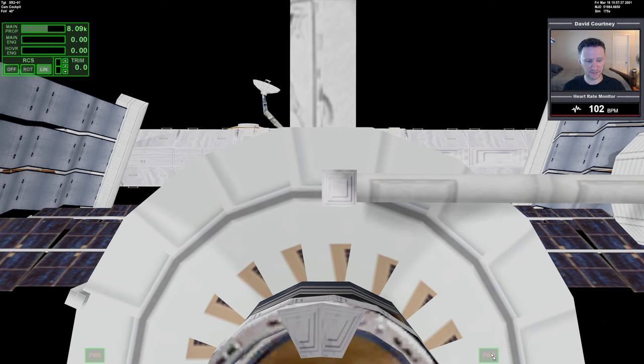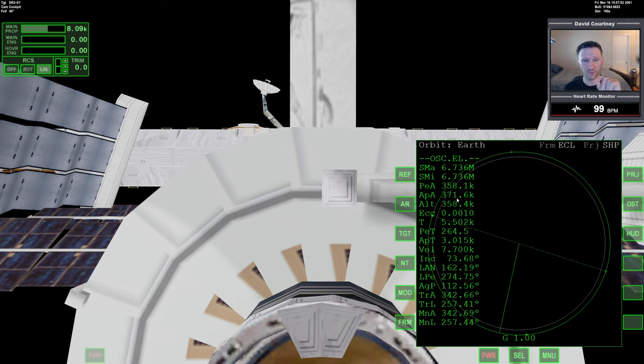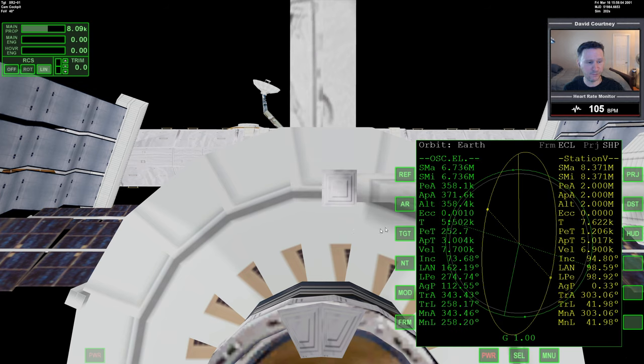So looking inside the XR2, let's bring up Orbit MFD and take a look at things. And so our periapsis is 358.1 and our apoapsis is 371.6. So I'm going to literally write those numbers down. I mean, I did that off camera. And let's target the StationV. And we can see that the altitude of the StationV is 2,000 kilometers, and it's in a perfectly circular orbit, so I only need to care about that 2,000. I don't have to worry about its periapsis and apoapsis. So I've written that down.